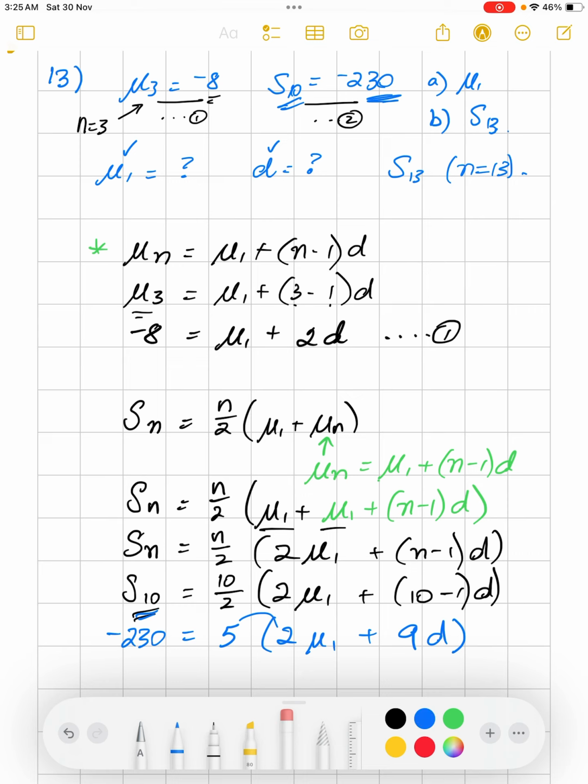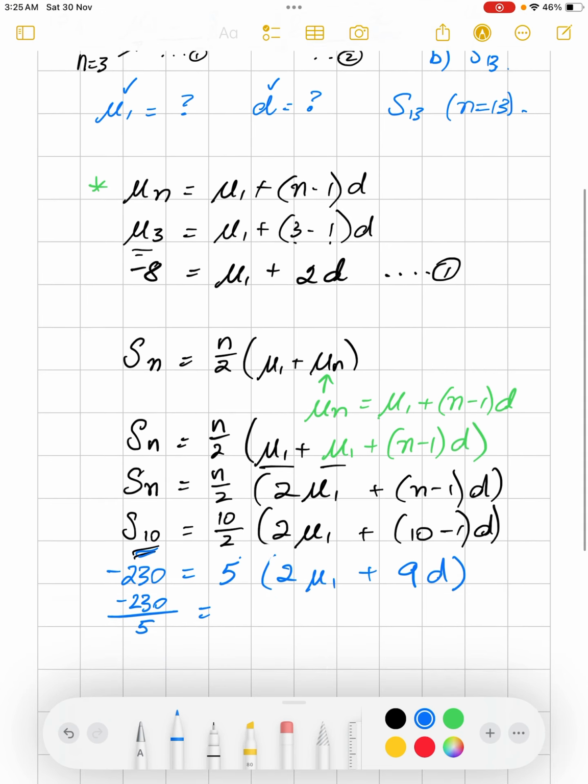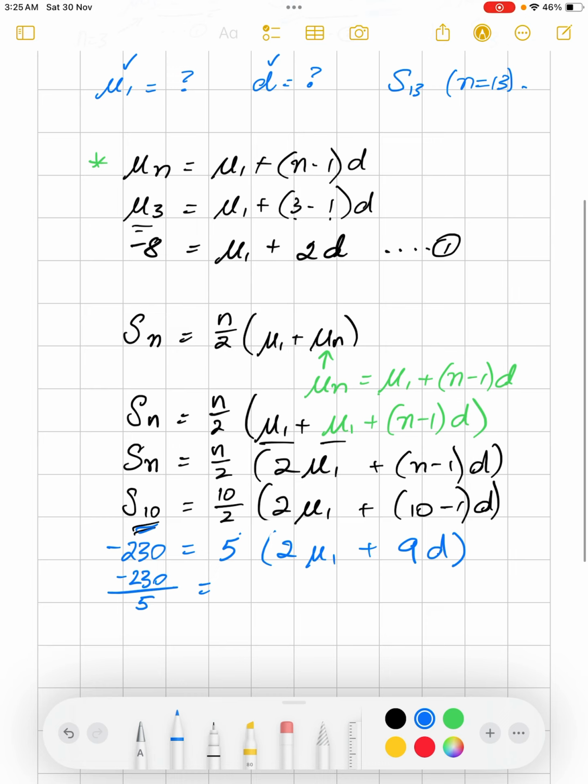If I, rather than expand, I will divide that by 5. So I'll take the 5 across and get -230 divided by 5. What's that give me? I've still got on this side 2u1 plus 9d. 5 goes into 23, 4. Remainder 3. 5 goes into 36. So we've got this term here, our second equation.